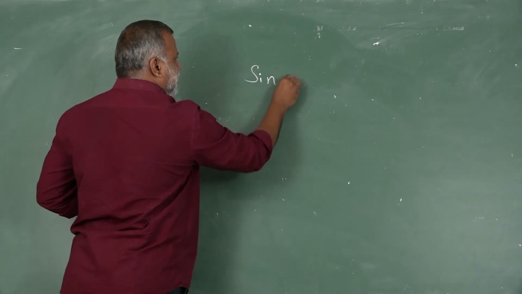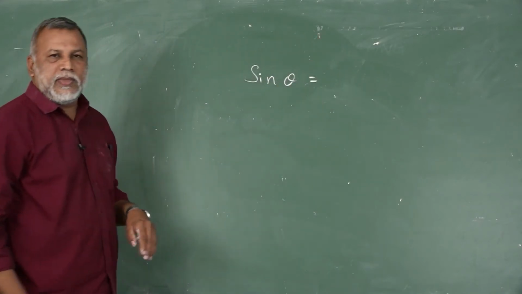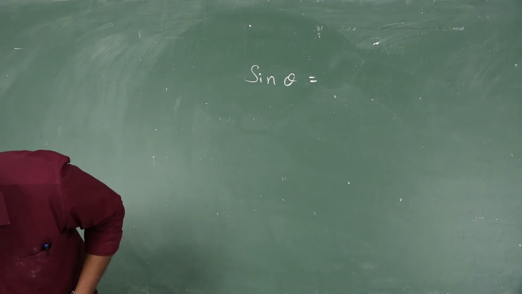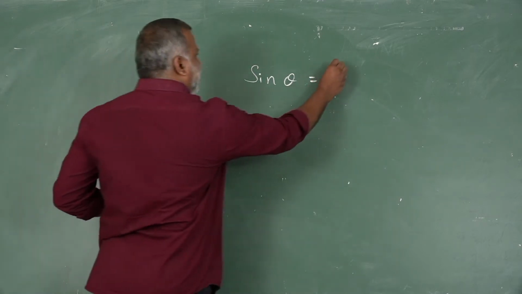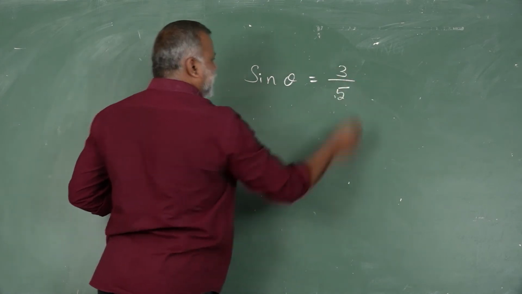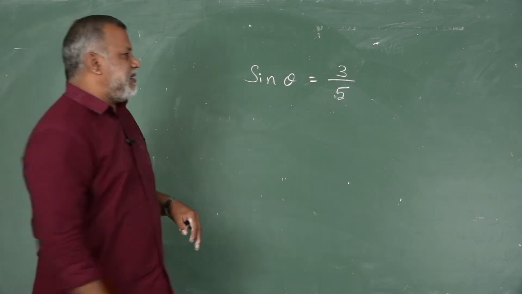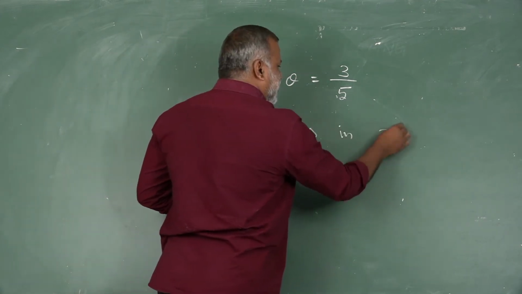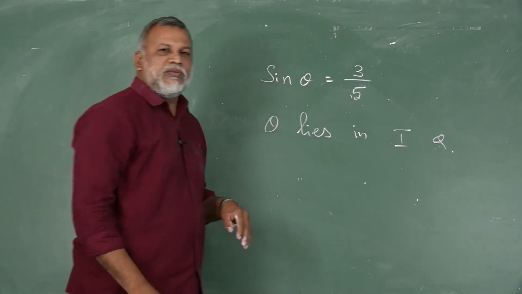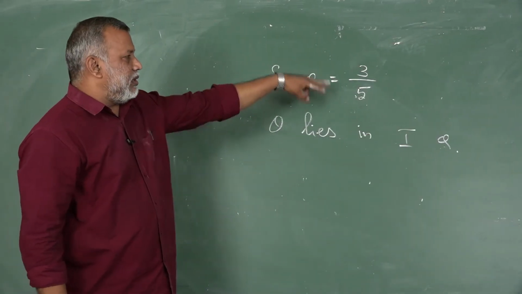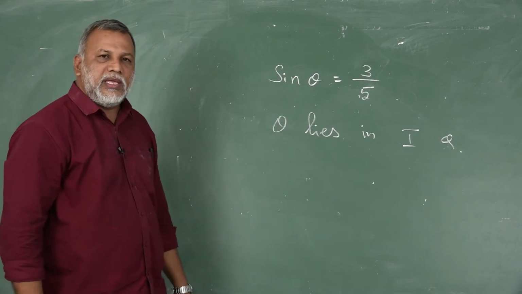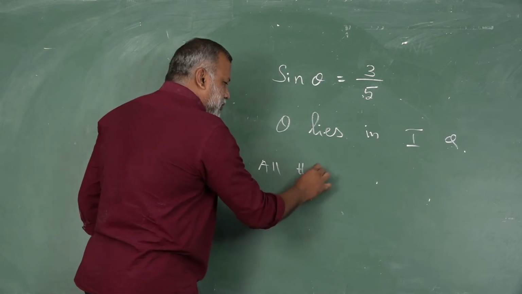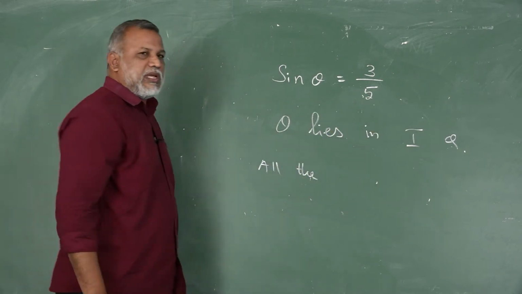Let us consider sin theta equal to some value, 3 by 5. Theta lies in the first quadrant. Think about the first quadrant. Sin theta equal to 3 by 5, theta lies in the first quadrant. Find all the other trigonometrical ratios.